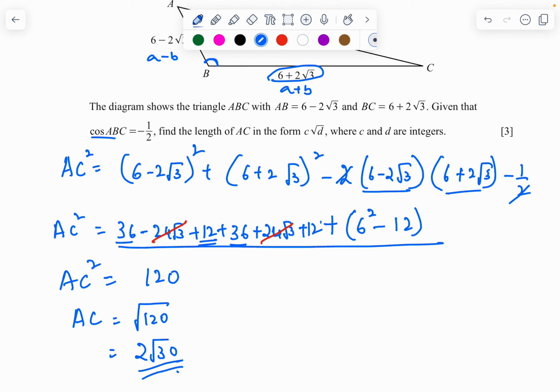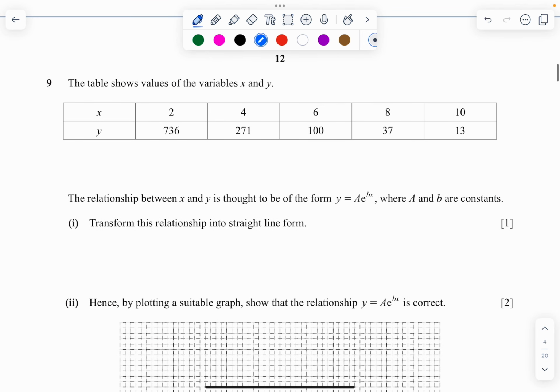Okay, so it's in the form of C. We have to write the answer as C square root D. So C equals 2, D equals 30. That's the answer. Next question, question number 9.